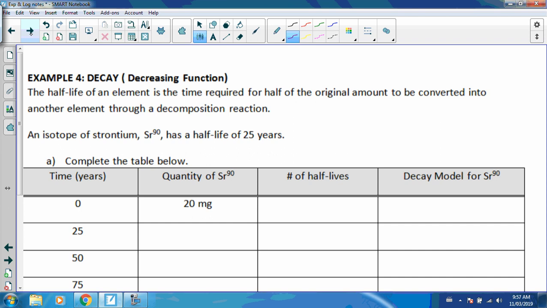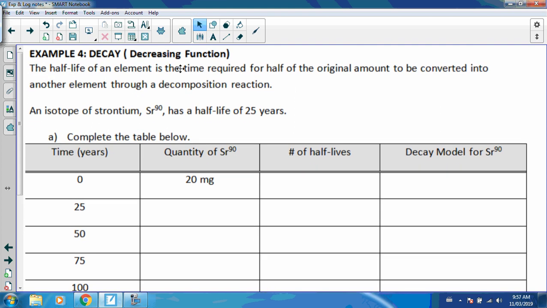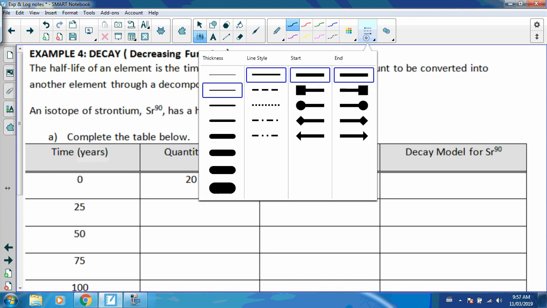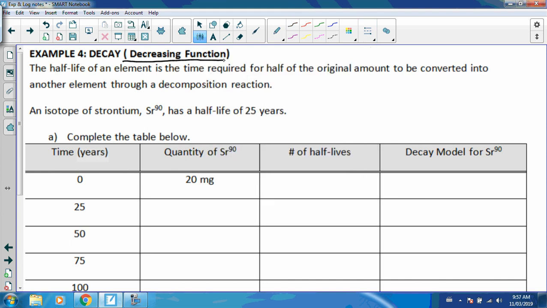All right. So the next question is an example of a decreasing function. In this case, we're looking at the half-life of an element. This is a common question for a decreasing function, which we call exponential decay. And maybe you've talked about this in chemistry. Half-life is the time required for half, so that's giving me the base of my function, to be converted into another element through a decomposition reaction. So an isotope of strontium, strontium-90, has a half-life of 25 years.